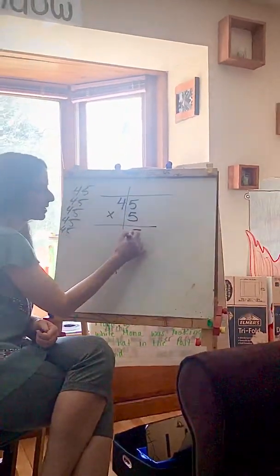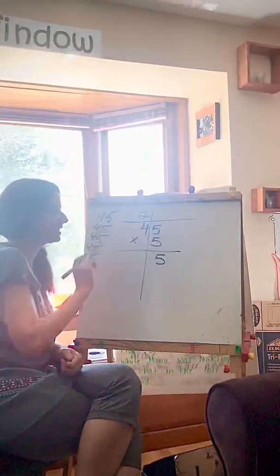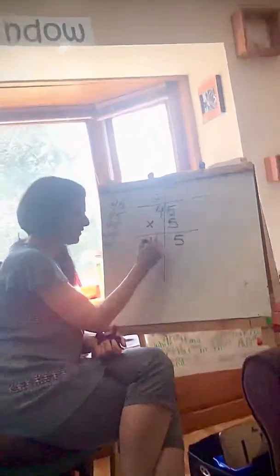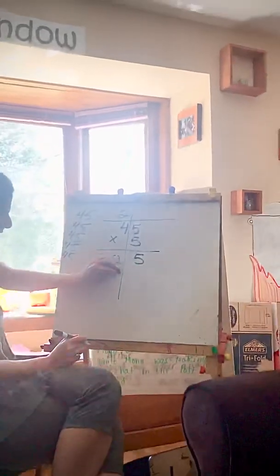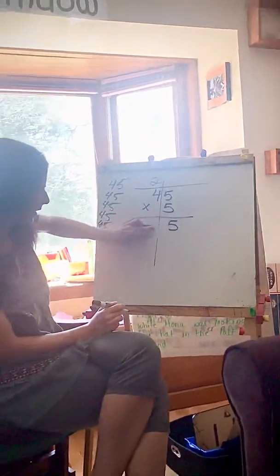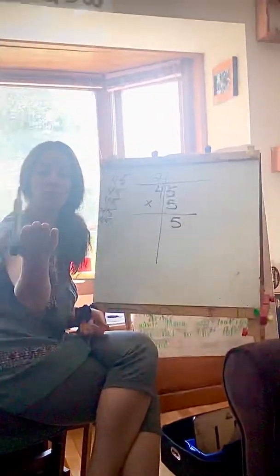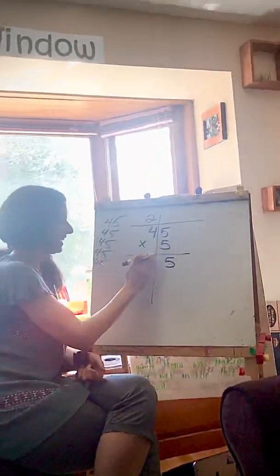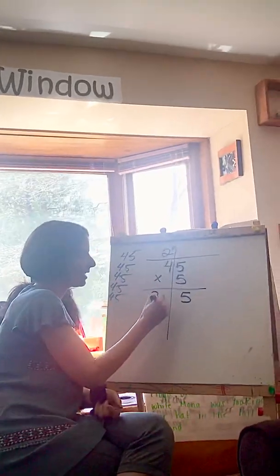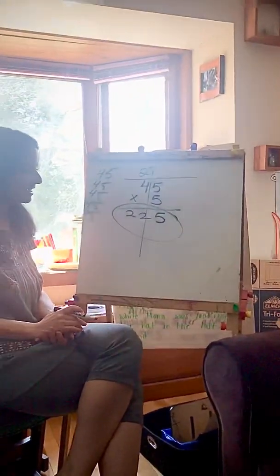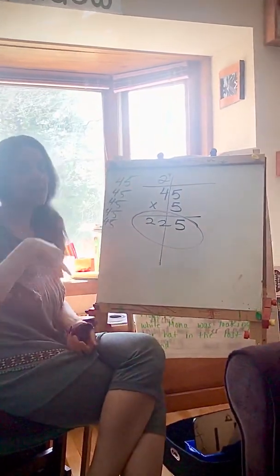25, so you put the 5, carry up the 2 into the tens column. We never put a number here, never. But then we go 5 times 4 is 20. Plus the 2, 22. The answer is 225. You can get out your calculators to double check.